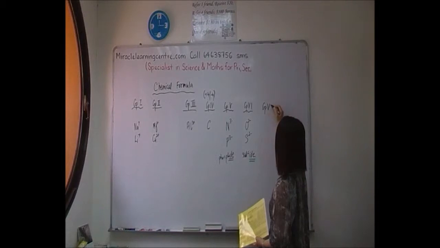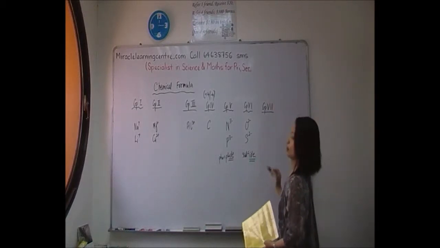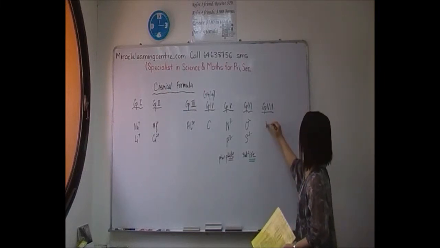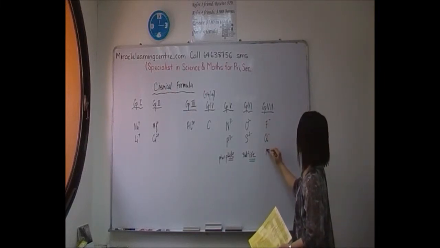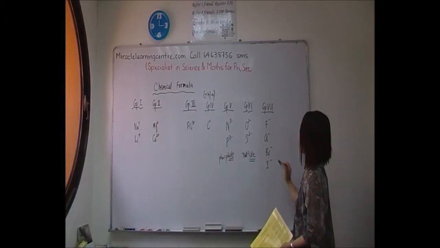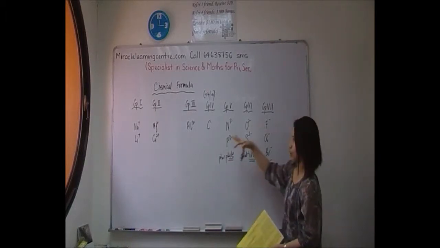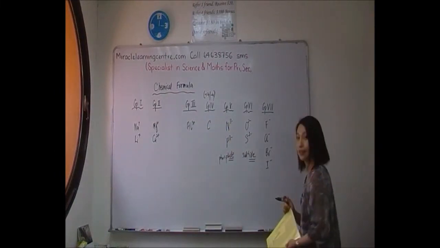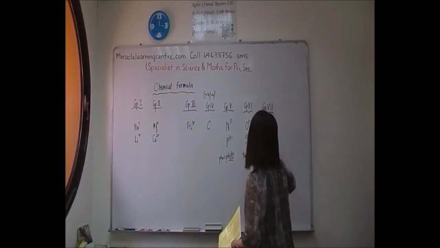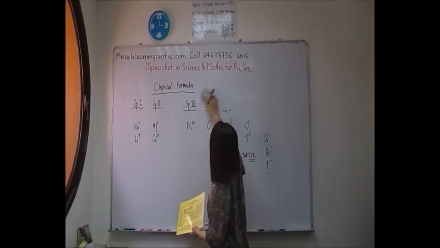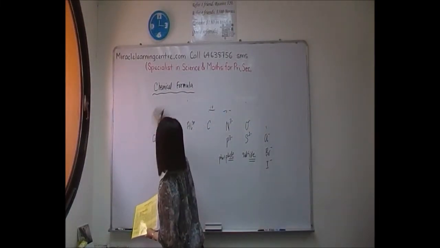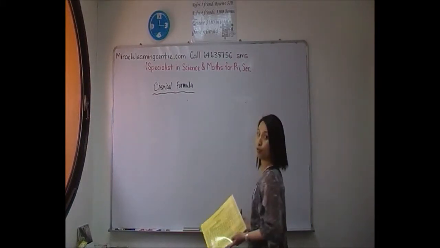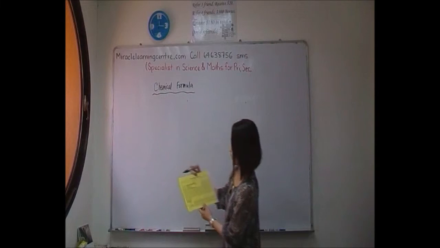Then we have group 7. They are short of 1 electron, so they will gain 1 electron. So you have F minus, Cl minus, Br minus, and I minus. You need to remember these charges to help you to write chemical formula more efficiently. Now, let's take a look at writing a chemical formula. You need to remember it very well at the back of your hands.